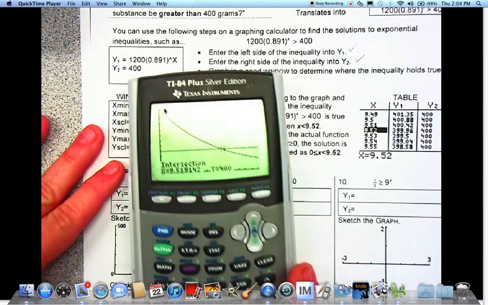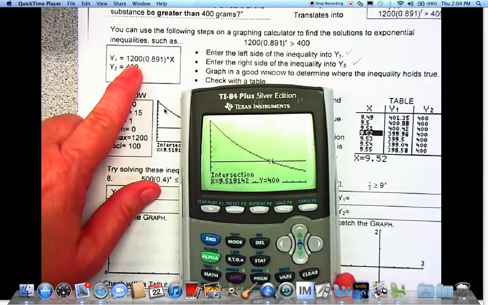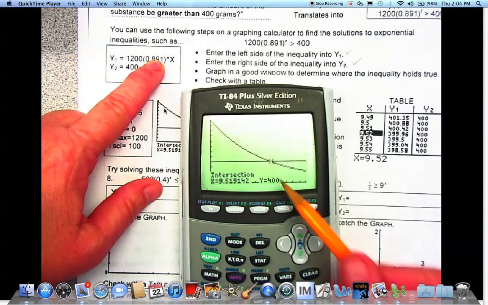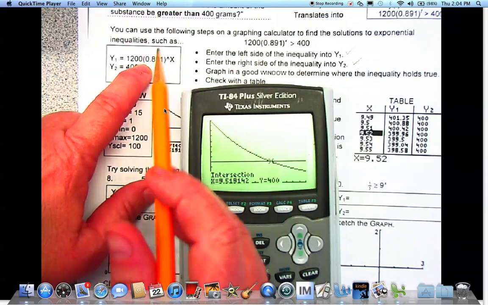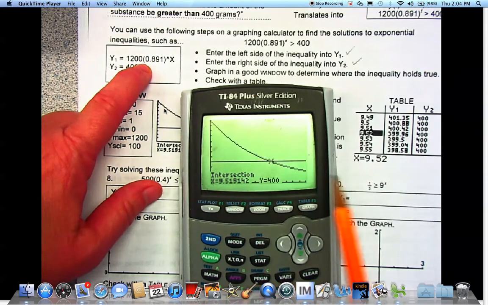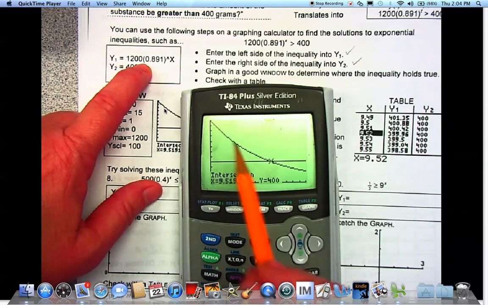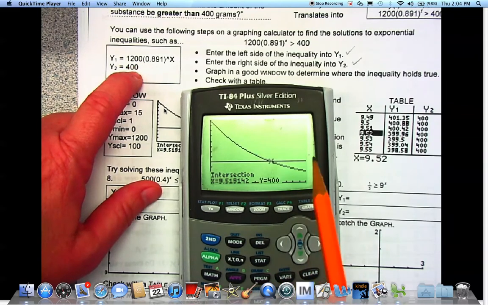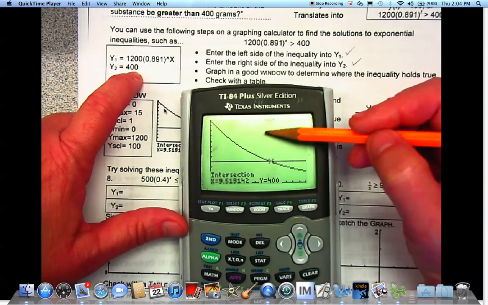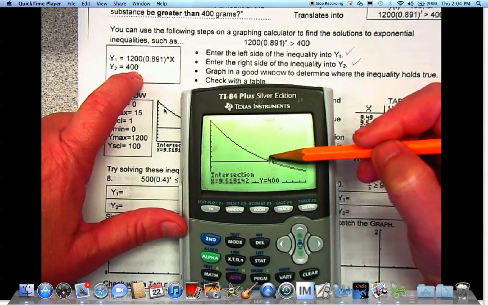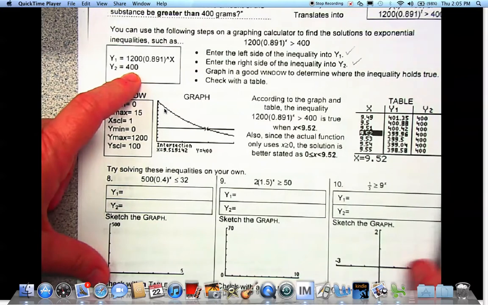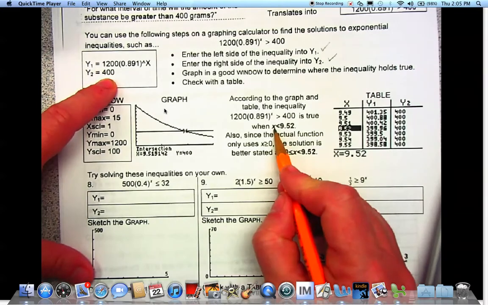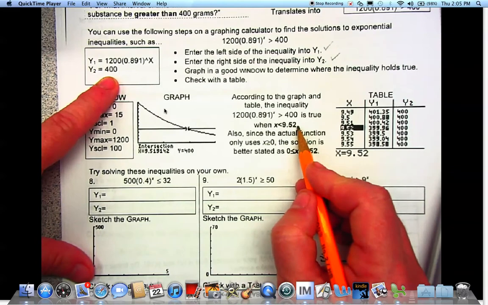So it says when is y1, the exponential function, which part of the graph is that? Which one's y1? The straight line or the curved line? It's the curved line, right? So when is the curved line greater than the 400 line? Less than. From 9.519 this way, right? So that would be less than. So that's why they have x is less than 9.52. They rounded it to 9.52.